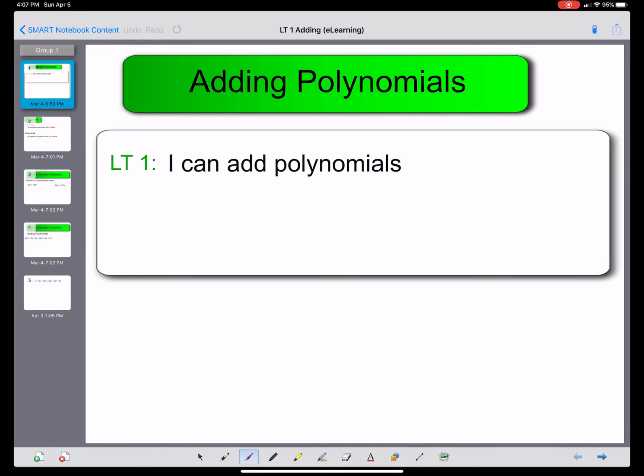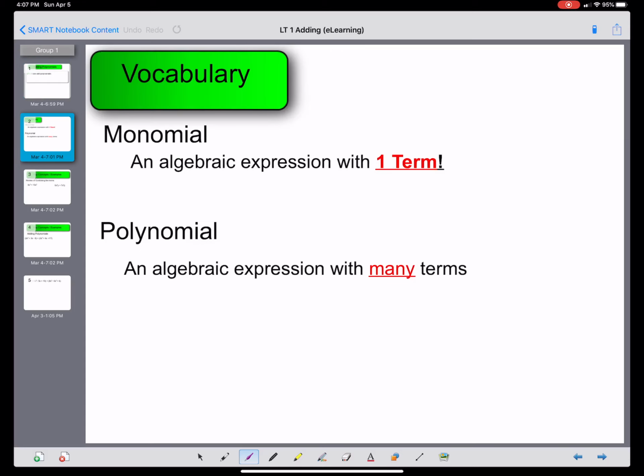Okay, today's lesson's on adding polynomials. The learning target is I can add polynomials. Let's start with some vocab. We have monomial. A monomial is an algebraic expression with one term.